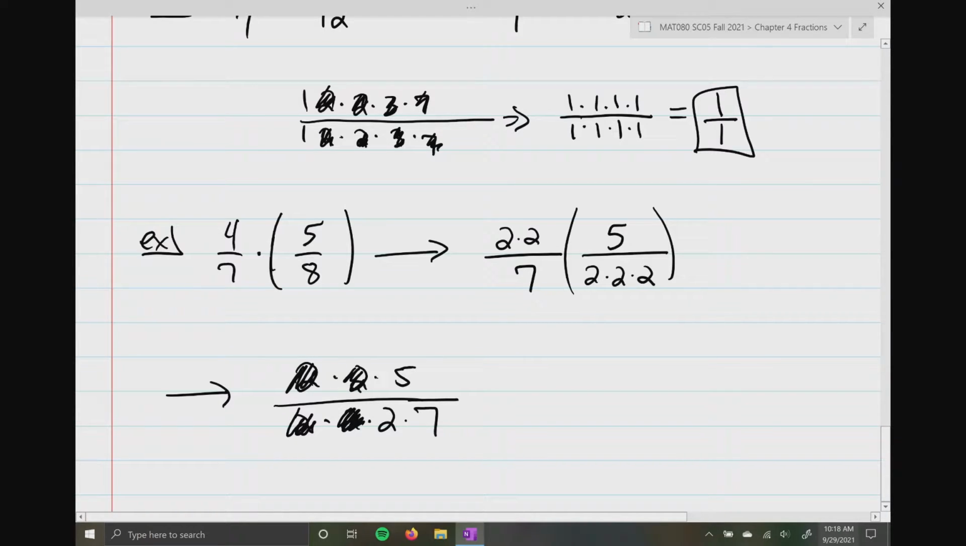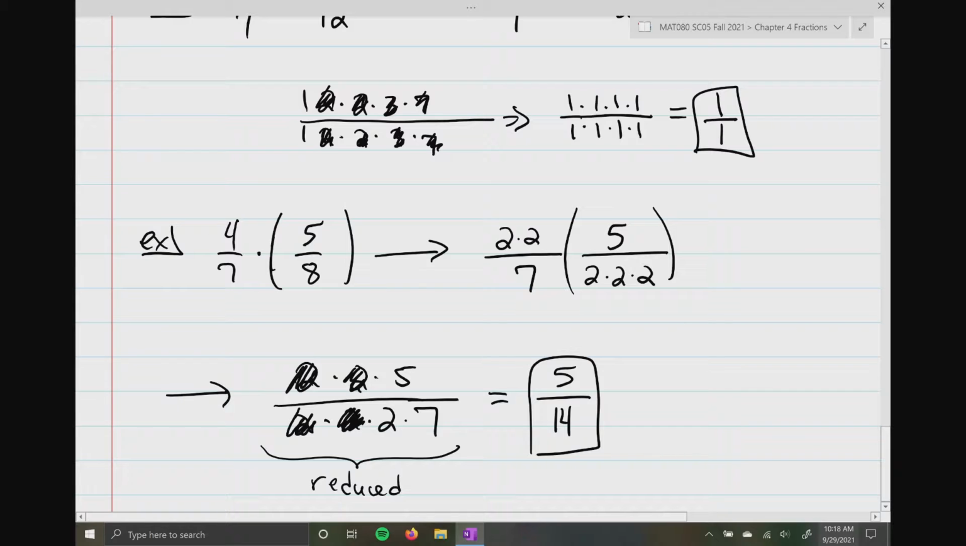So now these are the leftovers. In the numerator, I only have a 5. In my denominator, 2 times 7 is 14. And I know this is completely reduced. And how do I know that? Because we reduced it at the very start of the problem. Does that make sense, everyone? Do you see why we like to prime factorize first and then multiply?